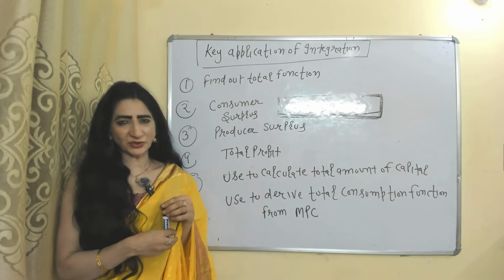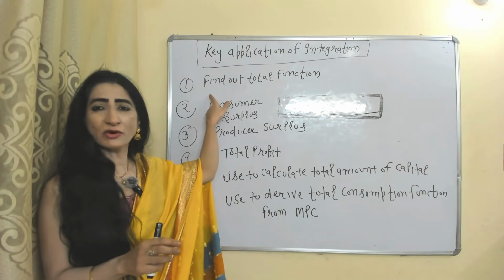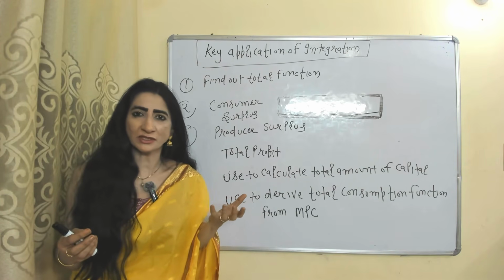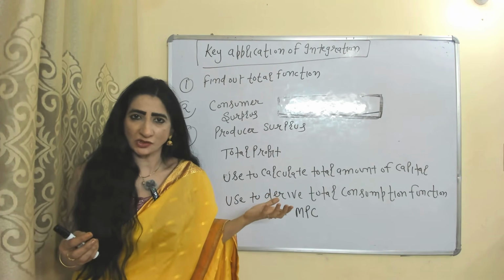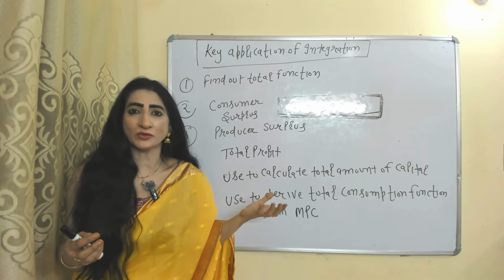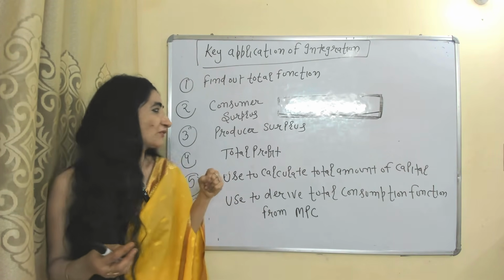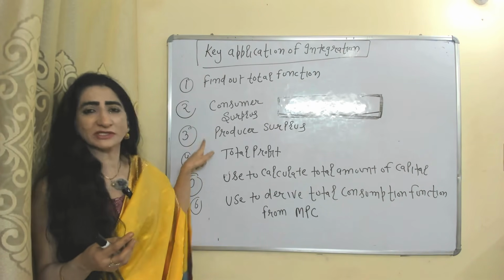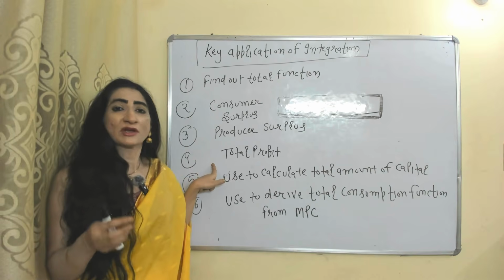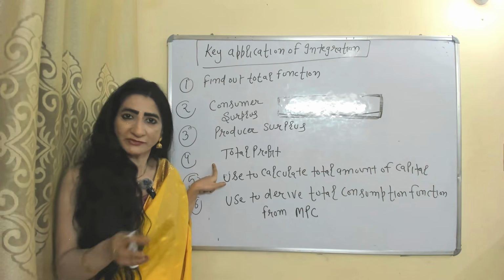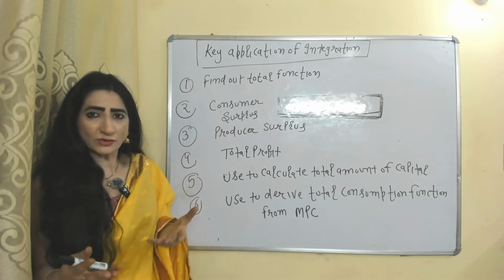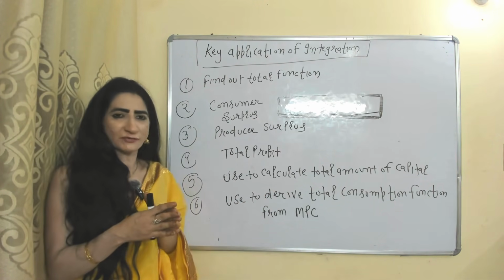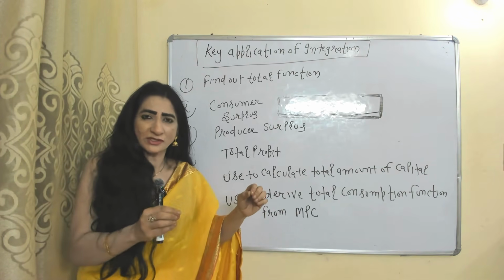Now we will see key applications of integration in economics. We can find total functions. With the help of integration, we can find total cost by using marginal cost. Similarly, we can find total revenue by using marginal revenue. As we already discussed, with the help of integration we can calculate consumer surplus and producer surplus, plus we can also find total profit if marginal profit is given. We use integration to calculate the total amount of capital, plus we can derive a total consumption function from the marginal propensity to consume with the help of integration.